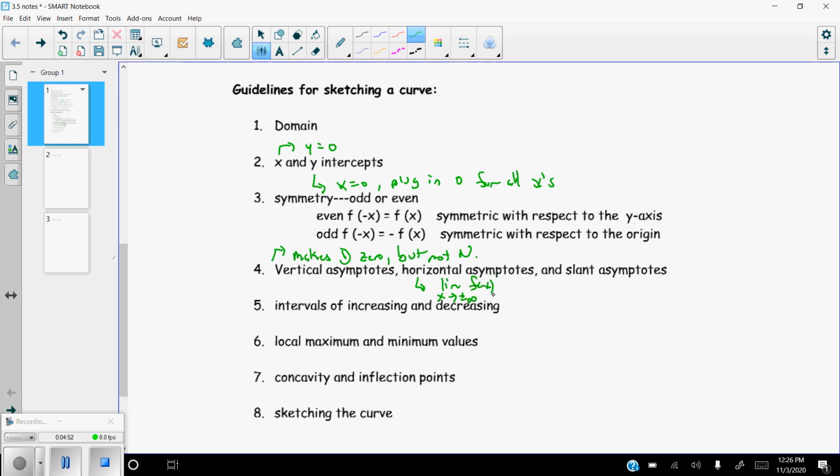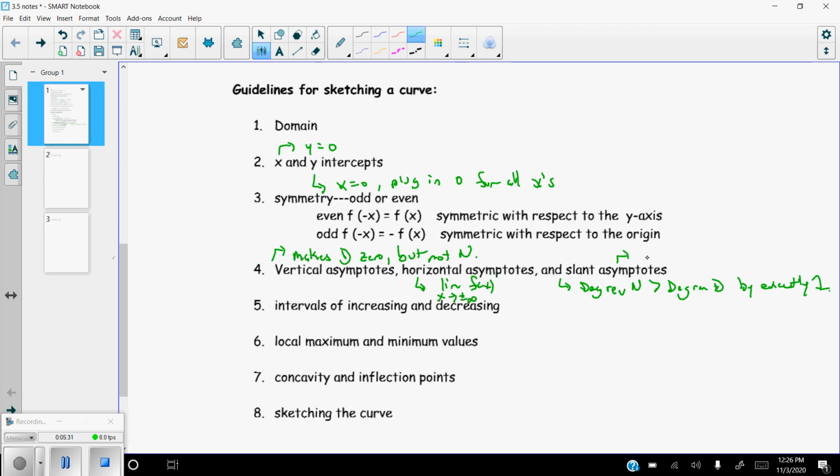In the middle, it's not really a horizontal asymptote, and then slant asymptotes. The only way you can get a slant asymptote is if the degree of the numerator is greater than the degree of the denominator by exactly 1. And to figure out your slant asymptote, you're going to have to do some kind of long division, typically.